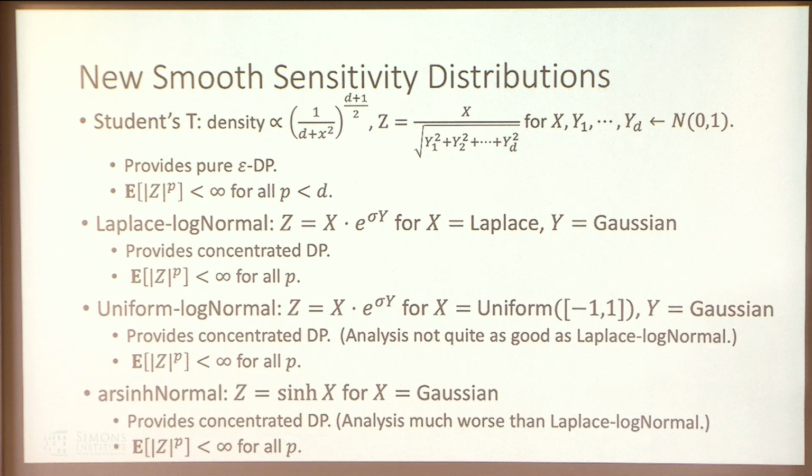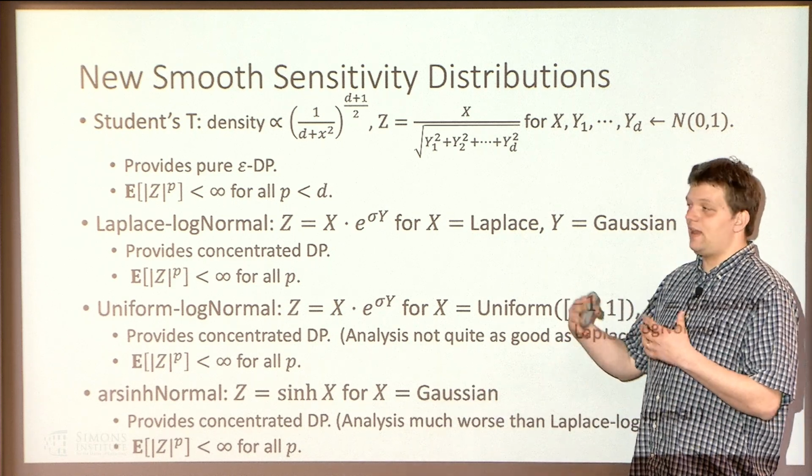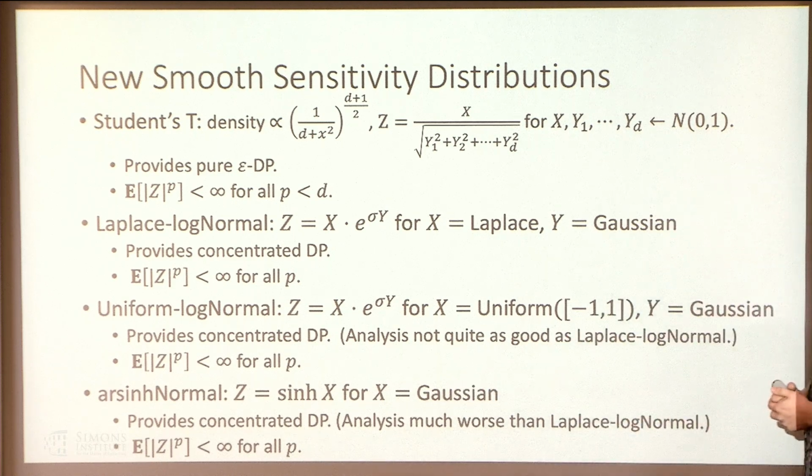And then we had one more distribution, which was the R-cinch normal distribution, where you take a Gaussian and then you apply the hyperbolic sine function to it. This is my first guess, yeah. Yeah, I know, this is exactly what came to me. So this again provides concentrated DP. It has all of its moments. But the analysis of this, Mark and I kind of gave up on that. I mean, we have a result, but it's not something we're proud of.